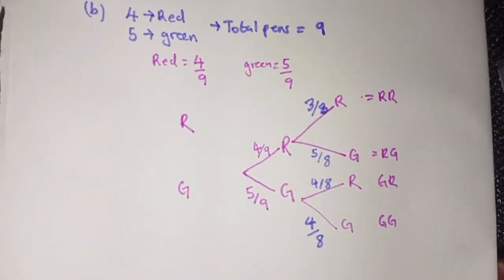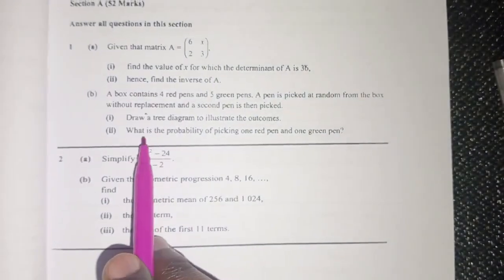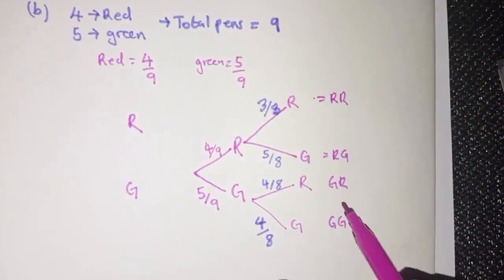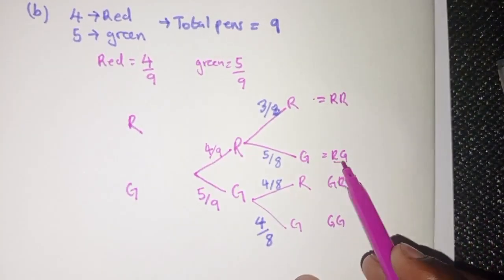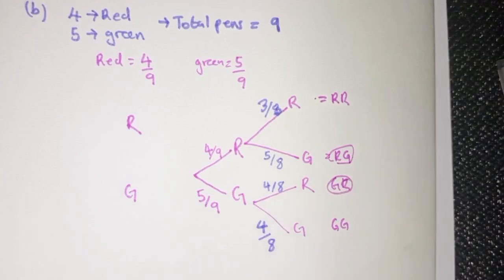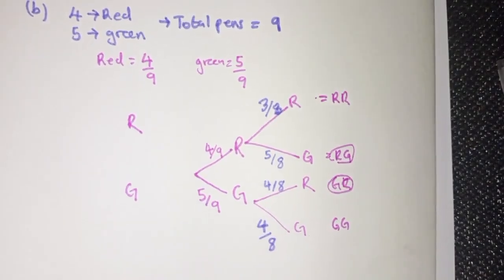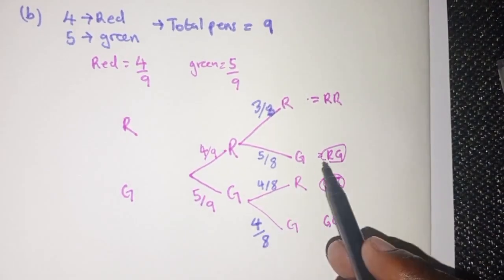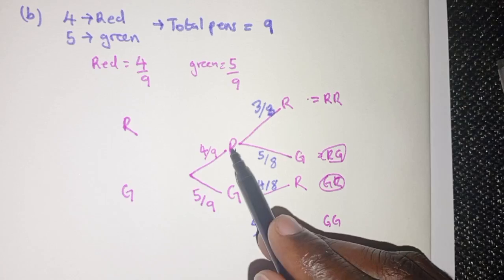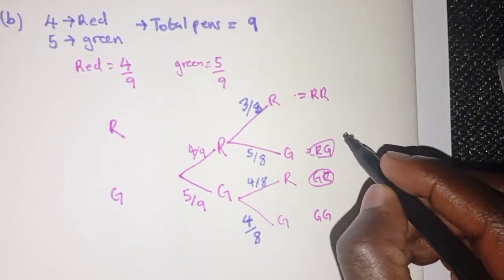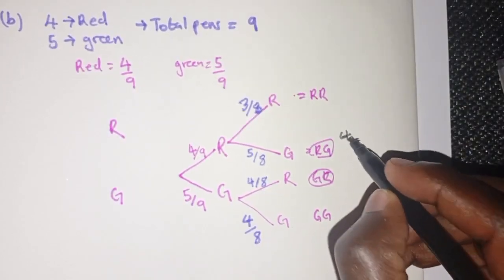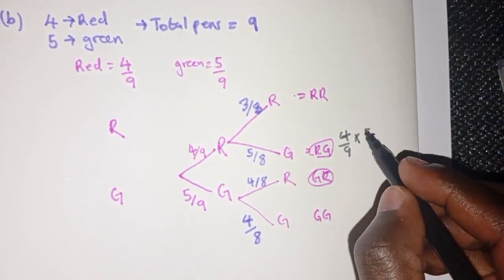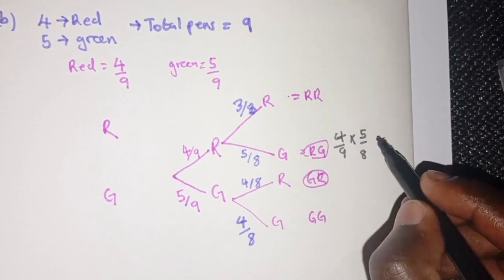Let's look at the other question, which says: what is the probability of picking one red and one green? One red and one green happens to be this and this. So this is red-green. Red was 4/9, multiplied by the green, which is 5/8.